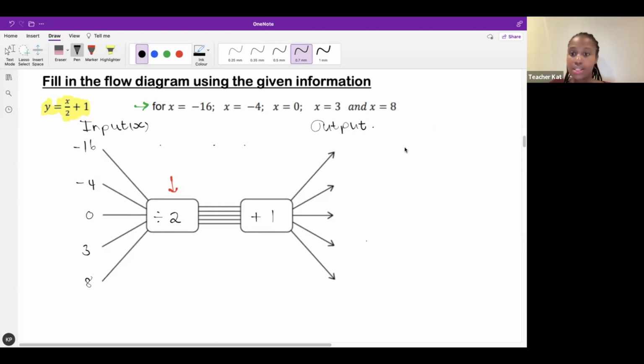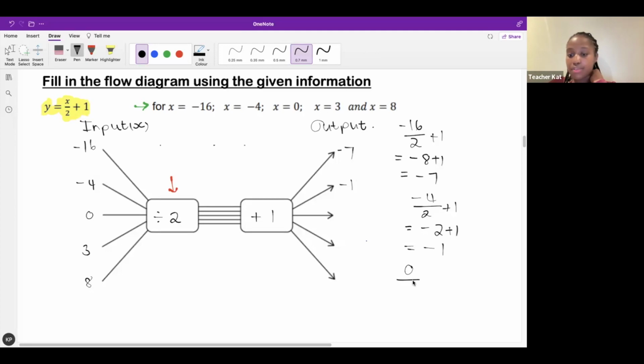Okay, now let's fill in the rest of this. First one, it says y equals x divided by 2 plus 1. My first x is negative 16 divided by 2 plus 1. What's negative 16 divided by 2? Indeed, it is negative 8. And if I add 1, that means my output is negative 7. Nice. Negative 7. Next one, I have negative 4 divided by 2. What's negative 4 divided by 2? That is negative 2. And if you add 1, what is my output? Negative 1.